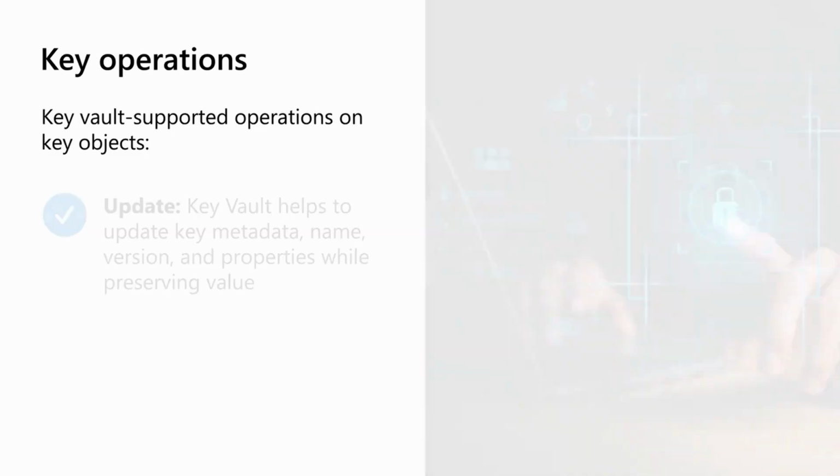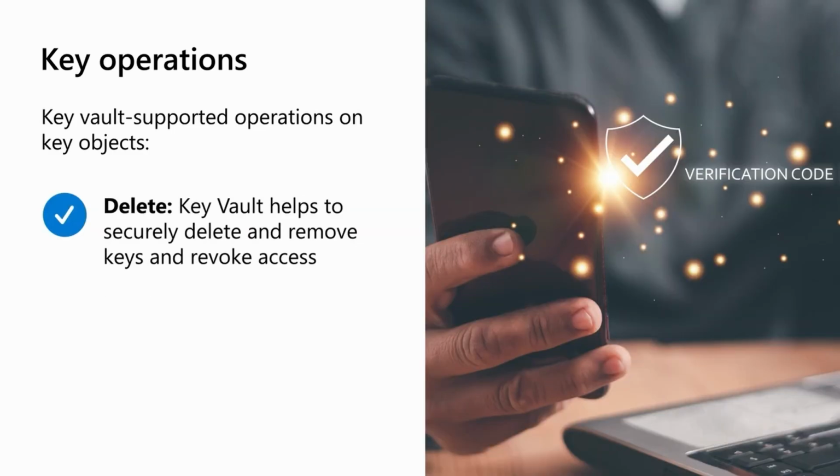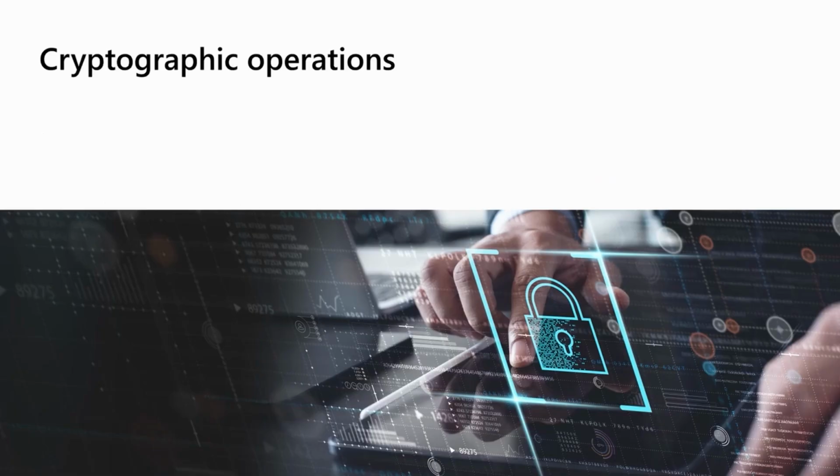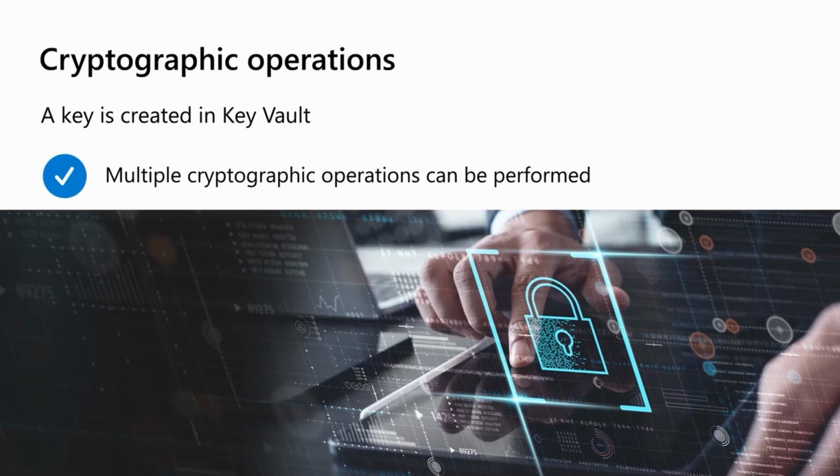The next key function is Delete. This operation enables a client with sufficient permissions to remove a key from Key Vault. When a key is no longer needed or it is necessary to revoke access to a key, the delete operation can be used to remove the key from Key Vault securely. Once you have created a key in Key Vault, you can perform various cryptographic operations using that key. Let's take a closer look at the available operations.